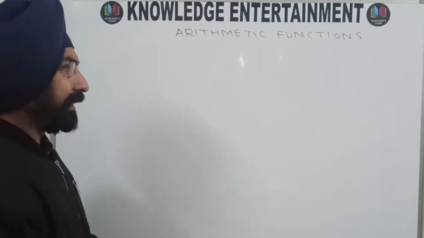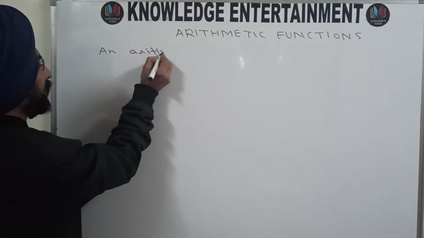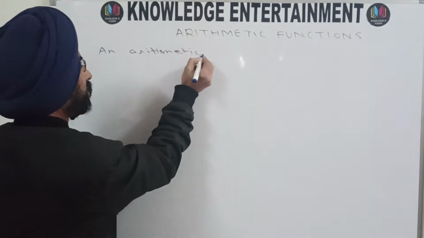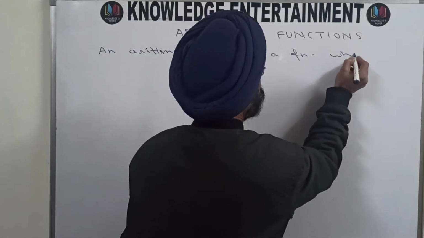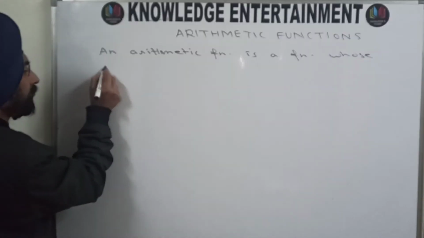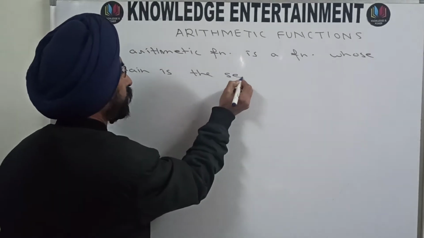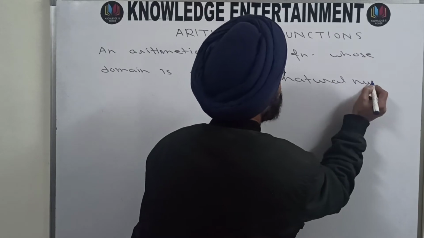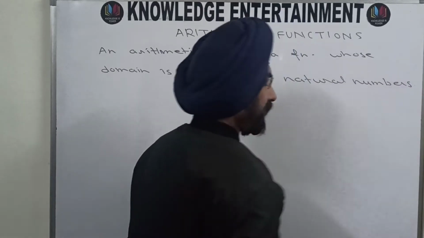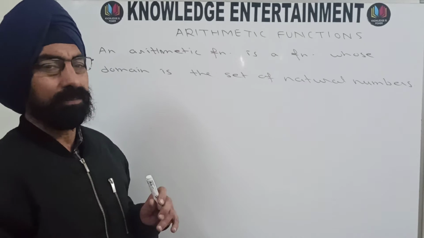function is. An arithmetic function is a function whose domain is the set of natural numbers. So any function whose domain is the set of natural numbers will be now onwards known as an arithmetic function.